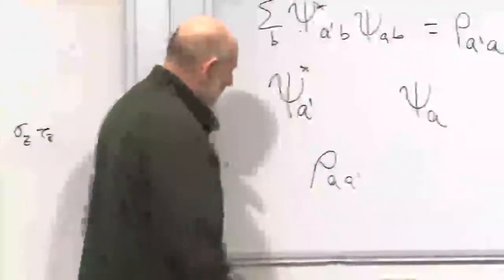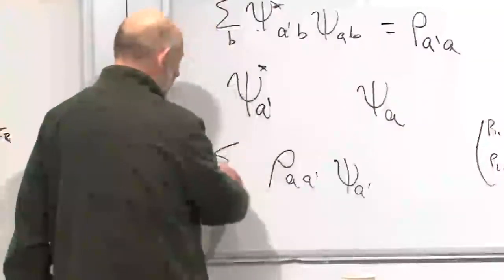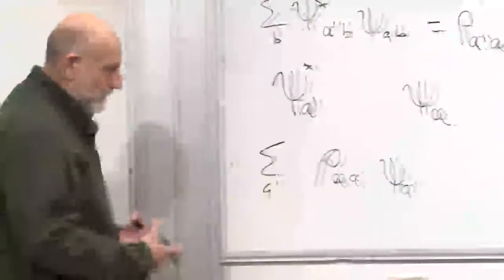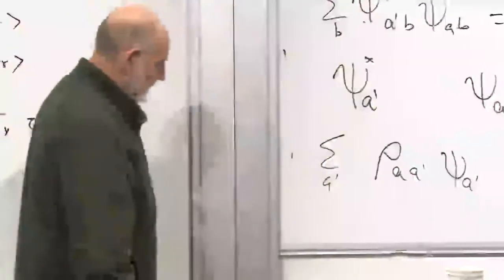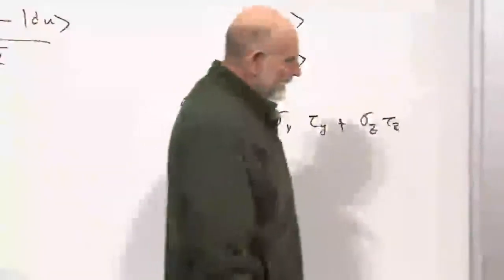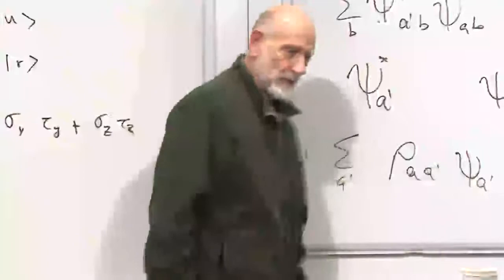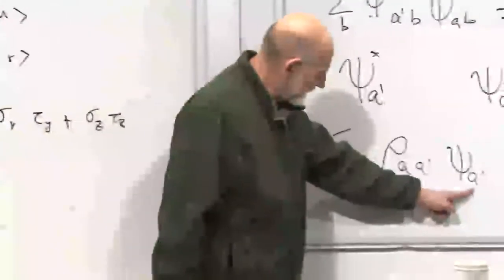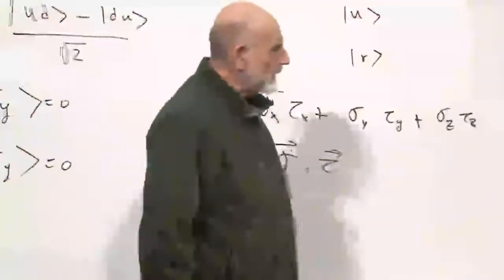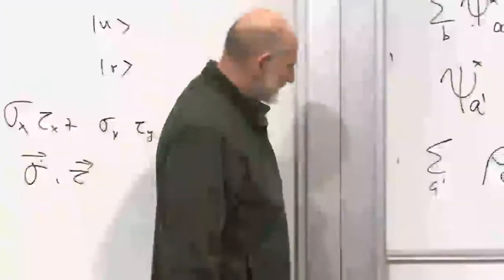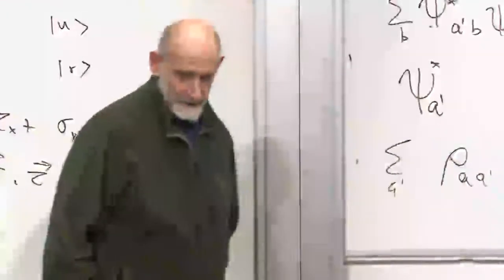Let's check that out. Let's multiply this by psi of A prime, in fact, and sum it over A prime. This is the process of multiplying a column vector by a matrix. You write down the matrix, you write down the column vector, and you sum over the element between them. Okay, let's see what we get. This is the action of rho on psi.